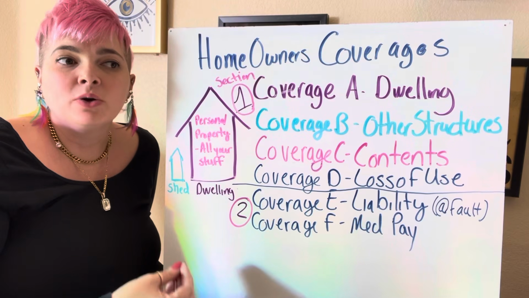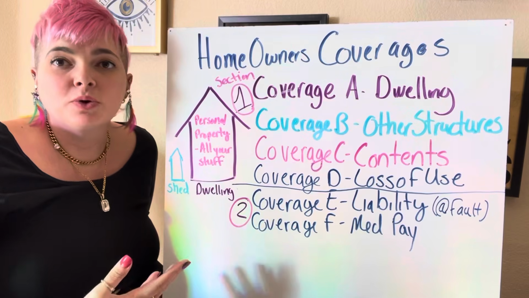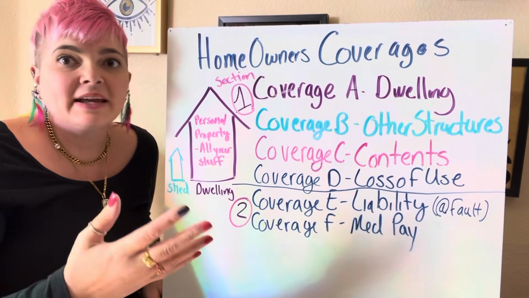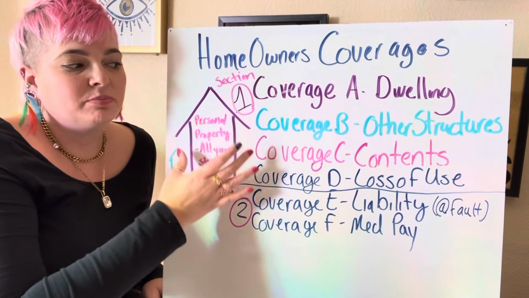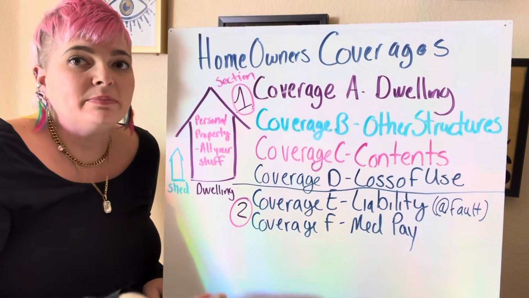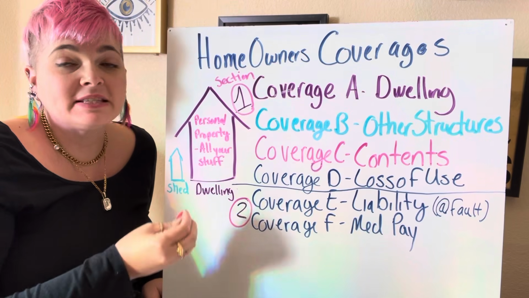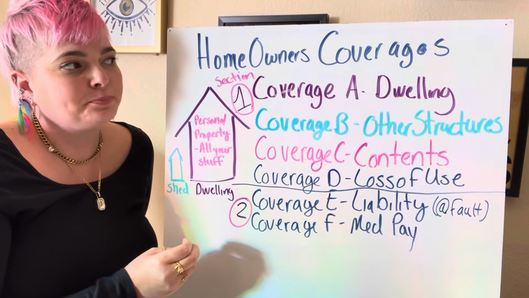So if you have an older home, smaller home, your coverage A is going to be low. You have a newer home, bigger home, granite countertops, all this stuff, your coverage A is going to be higher. So coverage A is based on how much money the insurance company would need to rebuild that home. And coverage A specifically is focused on the walls and the roof of the house.